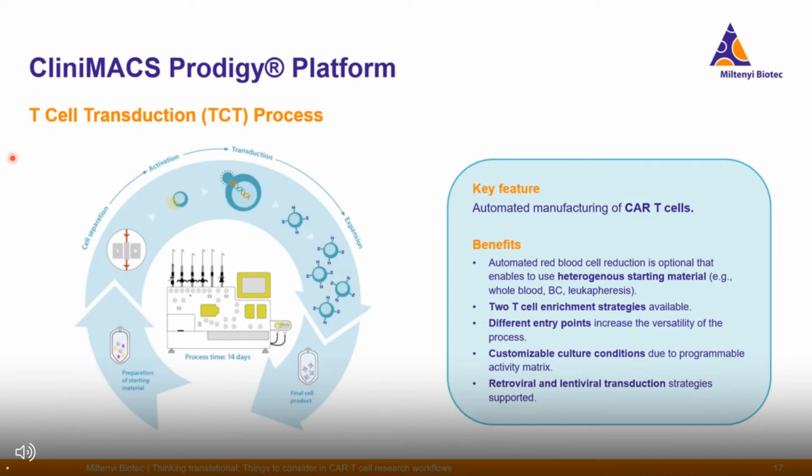Yeah, as I just mentioned, the CliniMACS Prodigy platform is very flexible and comes along with a lot of processes. And one process is the T-cell transduction process, in short the TCT process, which includes the cell separation, activation, transduction, and expansion, as previously mentioned. And it is for the automated manufacturing of CAR T cells, starting from different blood products. There are 2 enrichment strategies available. You can customize your culture conditions, and you, of course, can do retroviral and lentiviral transduction strategies.